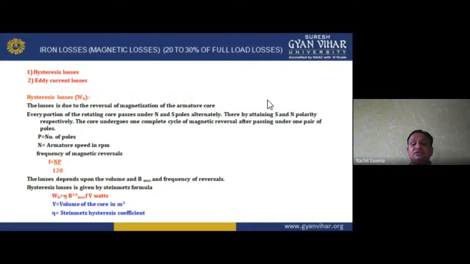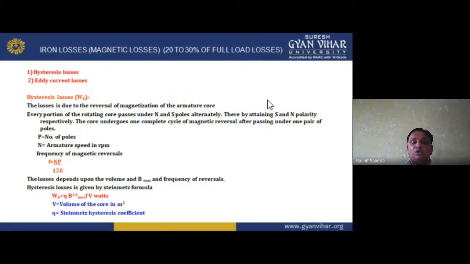Which type of loss is this? The hysteresis loss. The losses depend upon the volume, the B maximum, that is the maximum flux density, and the frequency of reversals. Hysteresis loss is given by Steinmetz's formula, where W_H equals eta times B_max to the power 1.6 times F times V watts, because it is a power loss, so it is in watts.